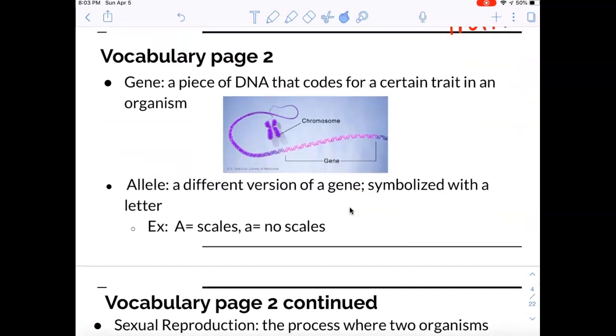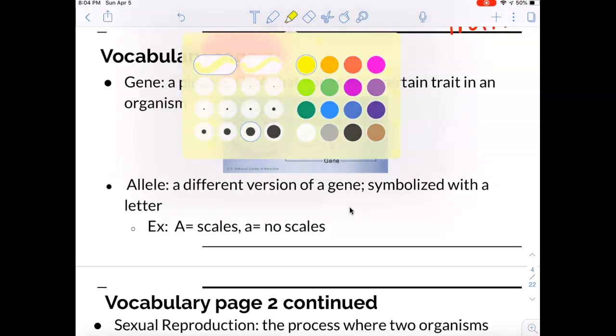So if you'll notice here now, it says vocabulary page 2. If you guys are following along and doing this, this is page 2 of that Google Doc or page 2 of your notes. So next term we're going to learn is a gene.